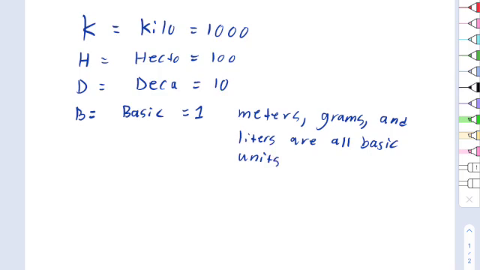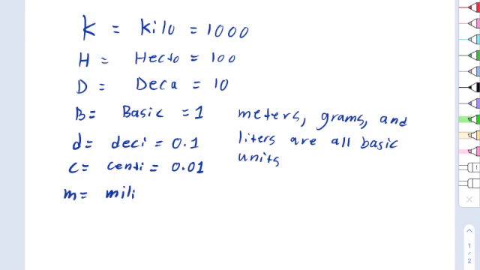The second D, the lowercase d, stands for deci, which means 1/10 or 0.1. C stands for centi, which means 0.01 or 1/100ths. And finally, M stands for milli, which means 0.001, or it also stands for 1,000ths.